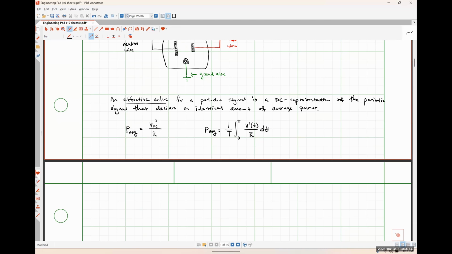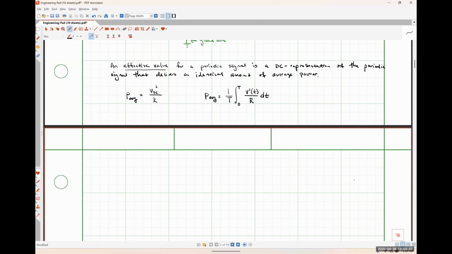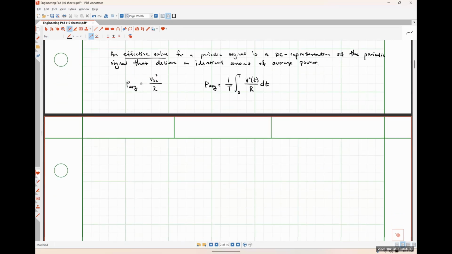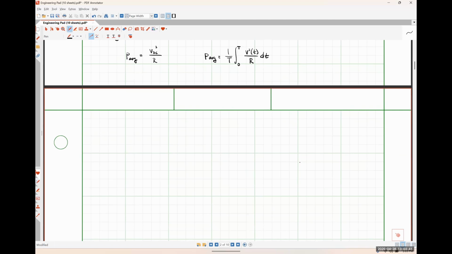Just using Ohm's law and our fundamental definition for power, okay? So what I can do with these two relationships, and I've described this periodic voltage extremely generally. The only thing we know about V is that it is a periodic signal. We don't know if it's a sine wave, a combination of sine waves, triangle, square, whatever. We don't care except that it's periodic. I can equate these two relationships and try to solve for the DC voltage, which is just the effective value that we're looking for, right?